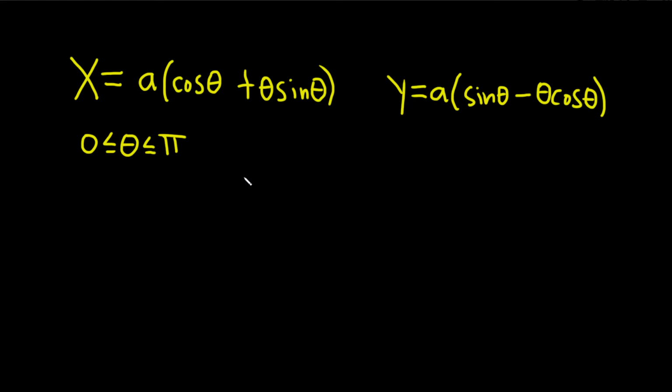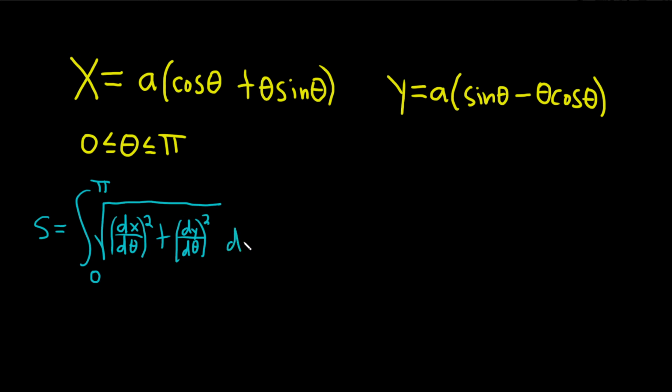In this problem, we're given some parametric equations, and we're being asked to find the length of the curve from 0 to pi. So the length of the curve, which I'll call s, is equal to the definite integral from 0 to pi. And basically, it's going to be dx d theta squared plus dy d theta squared. And then you're going to take the square root of that and then integrate. So it looks like it might be pretty messy in this problem. So first, let's go ahead and find the derivatives.